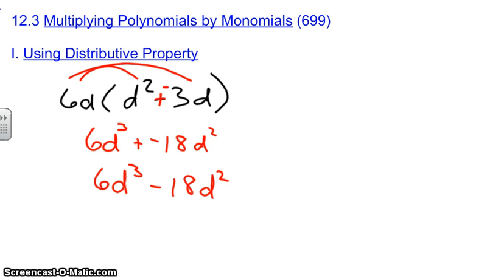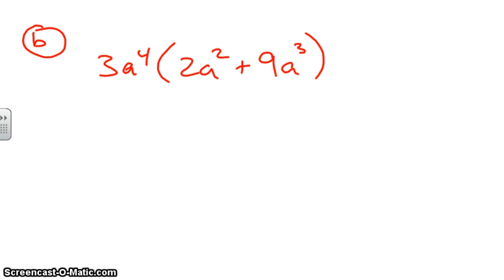This is getting trickier because there are more variables. So when you multiply d times d, you have to show that you have d squared, 2 factors of d. Otherwise, you've done a lot of this distributive property, haven't you? Okay, let's try it again. We have 3a to the 4th times 2a squared plus 9a cubed. Okay, so when we do our first multiplication, 3a to the 4th times 2a squared.